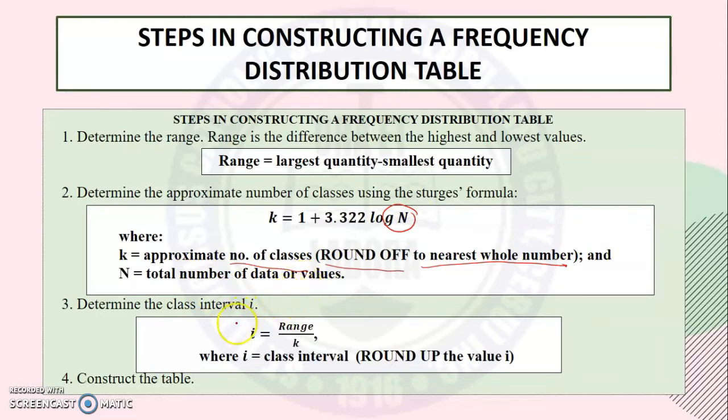Step 3. Determine the class interval. So we have the formula i equals the range divided by k, where i is the class interval and it should always be rounded up. And the last step is to construct the table. So let's apply these steps in our example.